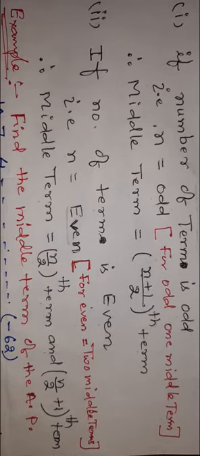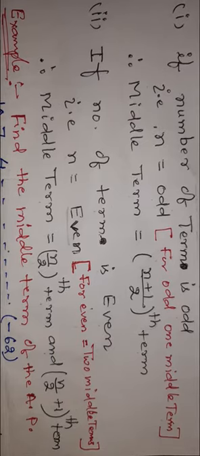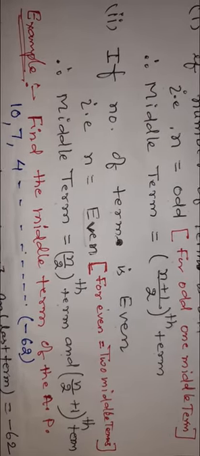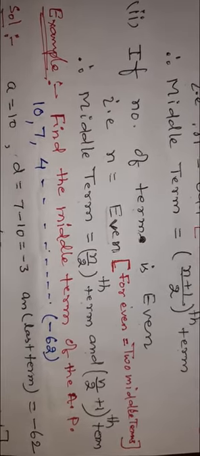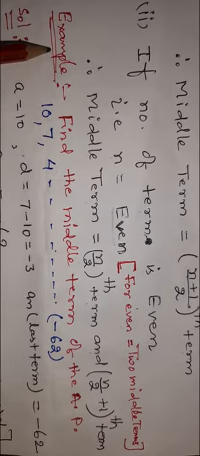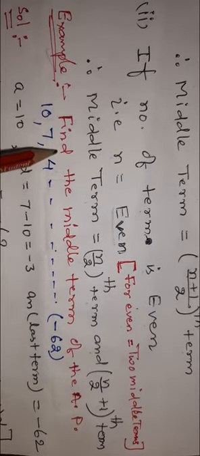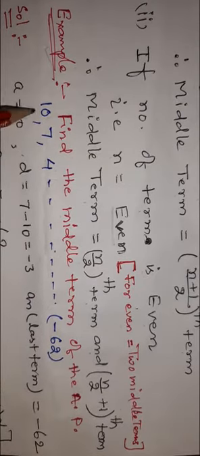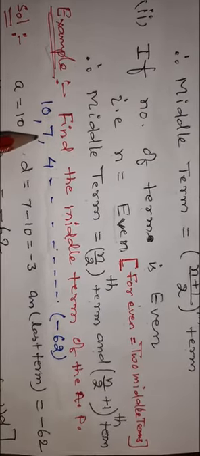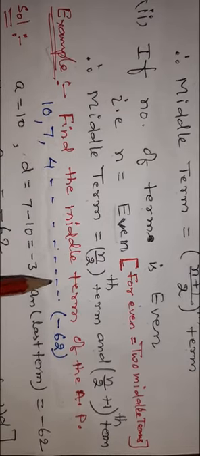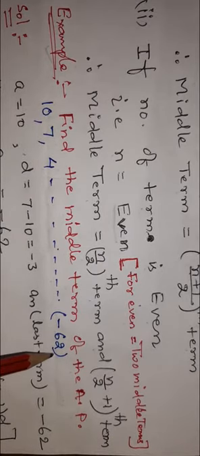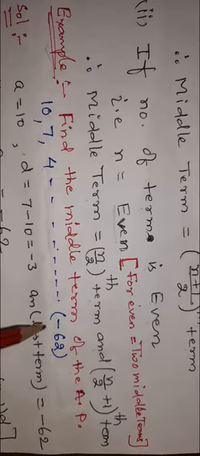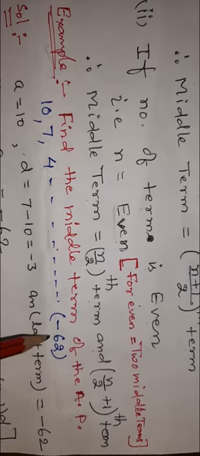First of all, I have taken the first example. So let us see here. Here the example number 1. Find the middle term of the AP 10, 7, 4, dot, minus 62. This is the finite AP, okay, because the last term is given here.